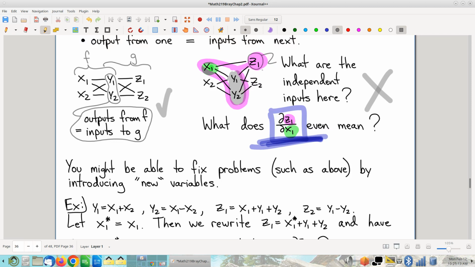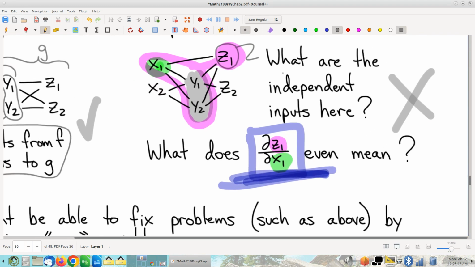Right? If, let's see here, if I can, oh, come on, zoom. I have to get this far enough away. There we go.